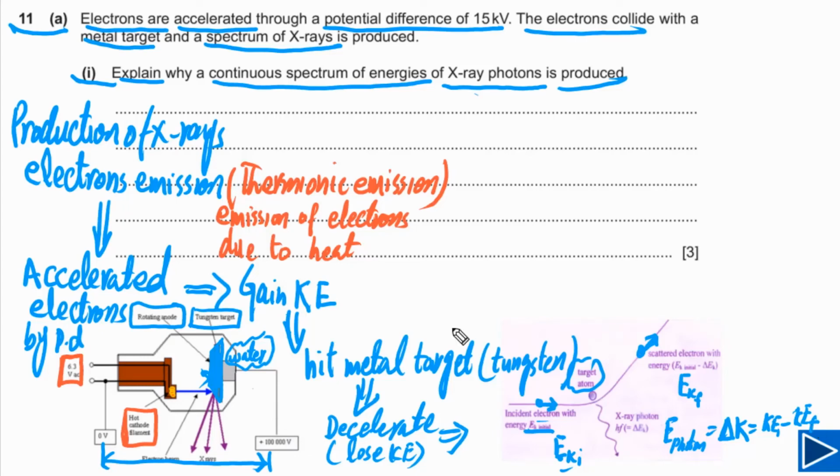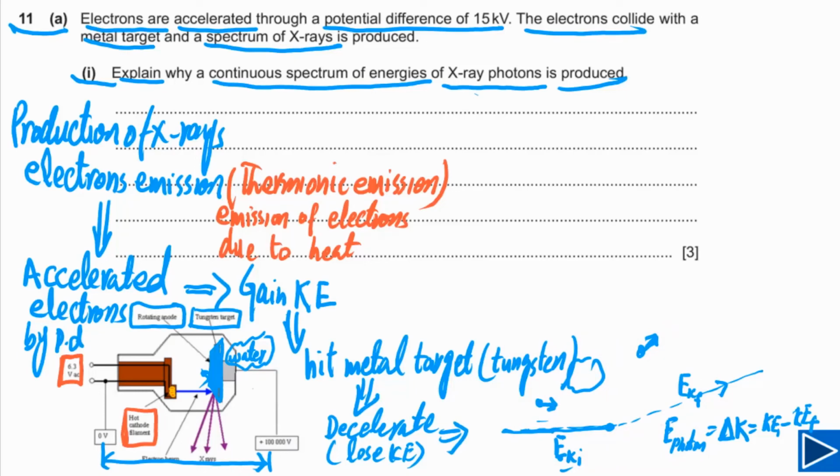And different electrons decelerate by different amounts. For example, if one electron is passing through this point, far away from the nucleus, it may decelerate by a little amount. So the X-ray photon produced due to deceleration of this electron will have less energy because it will lose less kinetic energy. Different X-ray photons have different amounts of energy because they decelerate by different amounts. That's all we need to understand about production of X-rays. I hope that it is clear to you.